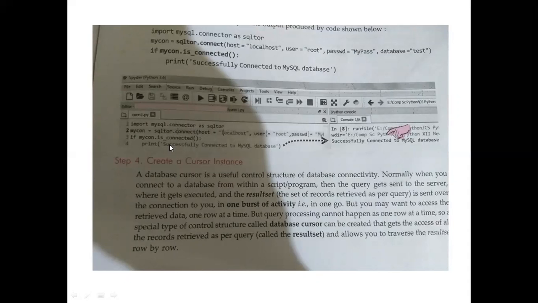So now, after these four steps, next is step 4. Create a cursor instance. What is a cursor instance? A database cursor is a useful control structure of database connectivity. Normally, when you connect to a database from within a script or program, the query gets sent to the server, where it gets executed, and the result set is sent over the connection to you in one burst of activity, in one go. But you may want to access the retrieved data one row at a time, but query processing cannot happen one row at a time. So a special type of control structure called a database cursor can be created that gets access to all the records retrieved as per the query and allows you to traverse the result set row by row.